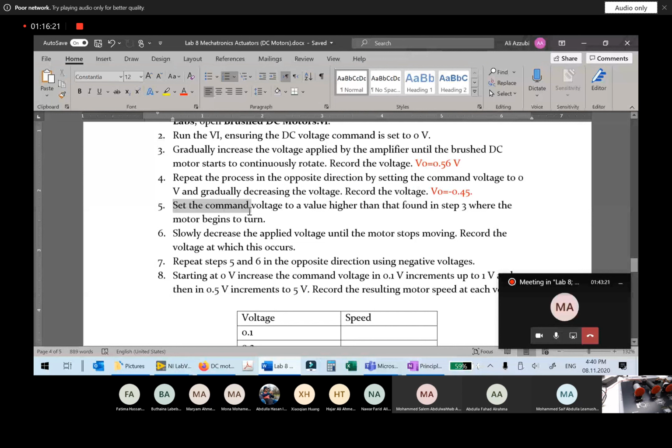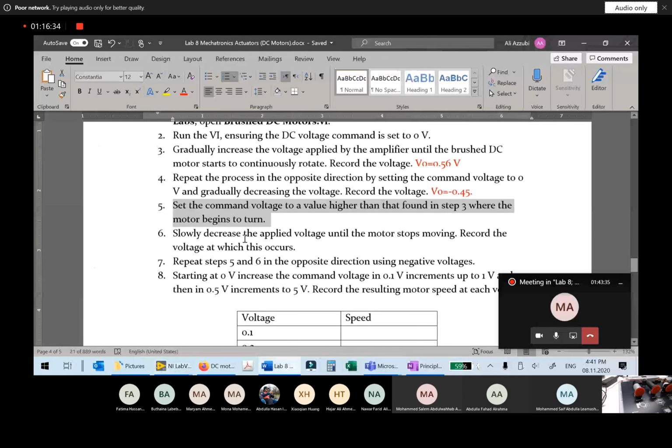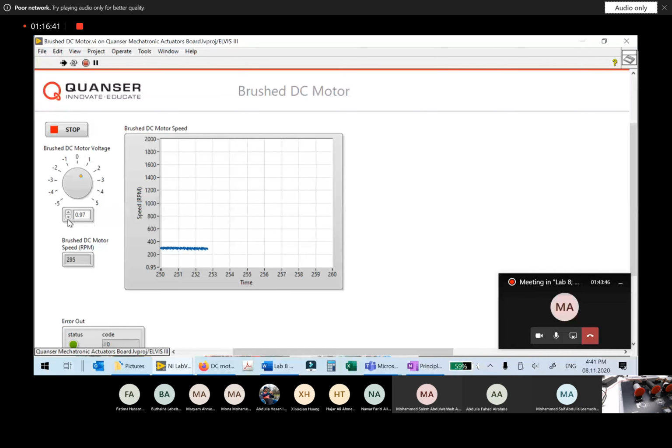All right. It tells us here to set a voltage higher than this one. So let's put this as maybe 1 volt. And it says slowly decrease the applied voltage until the motor stops moving. So now I'm going to decrease voltage until I see that the motor doesn't move anymore. Let's do that slowly. You can see here the RPM, or if the webcam is maybe a little bit clear, you can see the motor still moving.